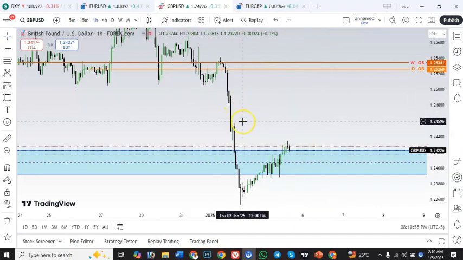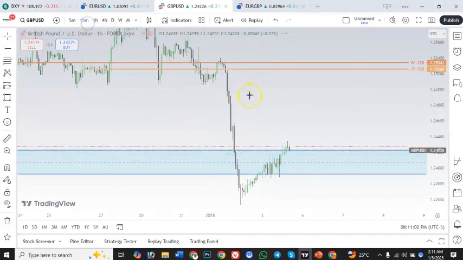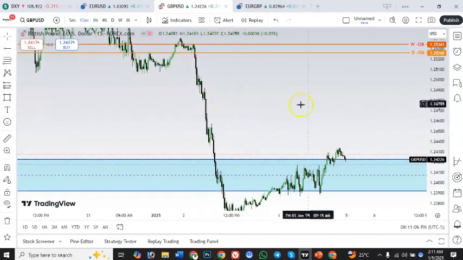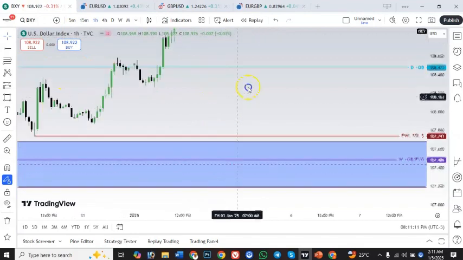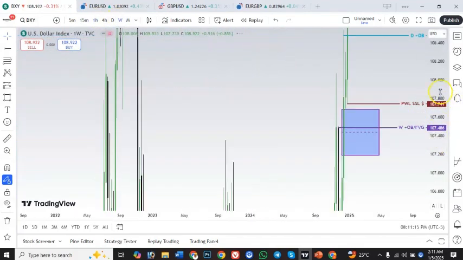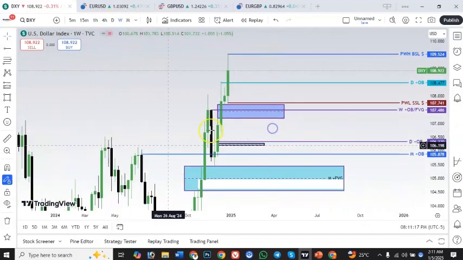So you can see right here now, this is a 1 hour chart. Let's take it to 15 minutes. You can see right here, this is 15 minutes. I'm not going to be doing anything. So the conclusion of our analysis for the week is when DXY trades to this weekly fair value gap. Let's take it back to weekly. When DXY trades to this weekly fair value gap and the other block.